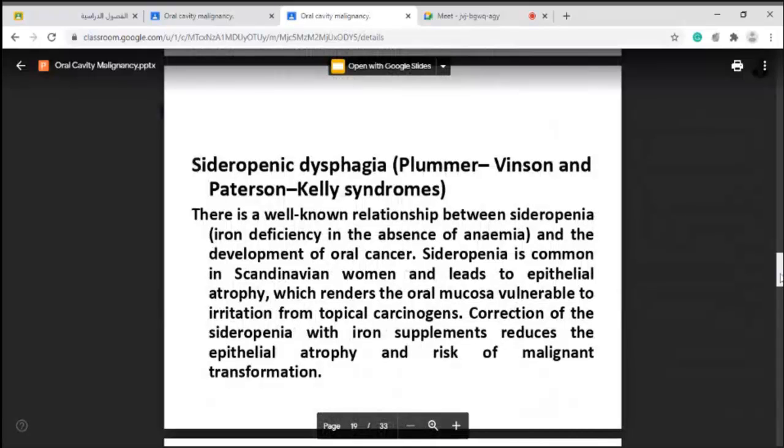The other pre-malignant condition we call sideropenic dysphagia, Plummer-Vinson or Paterson-Kelly syndrome. There is a well-known relationship between sideropenia, which means lab iron deficiency in the absence of anemia, and the development of oral cancer. So sideropenia, iron deficiency, which is common in Scandinavian women, leads to epithelial atrophy. This epithelial atrophy renders the oral mucosa more vulnerable to irritation from topical carcinogens. So correction of the sideropenia with iron supplements reduces the epithelial atrophy and the risk of malignant transformation. Is the mechanism of sideropenic dysphagia clear, how it causes malignancy?